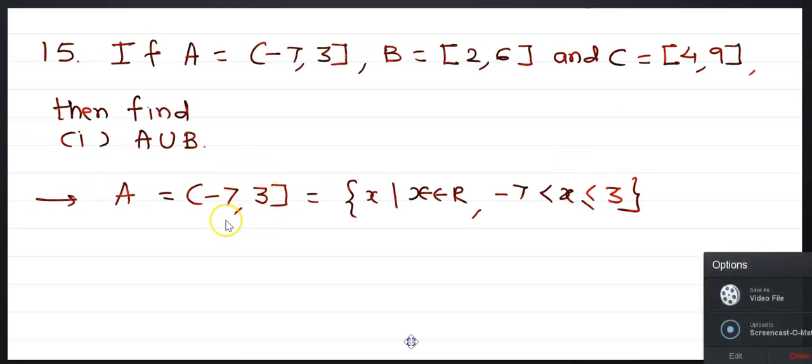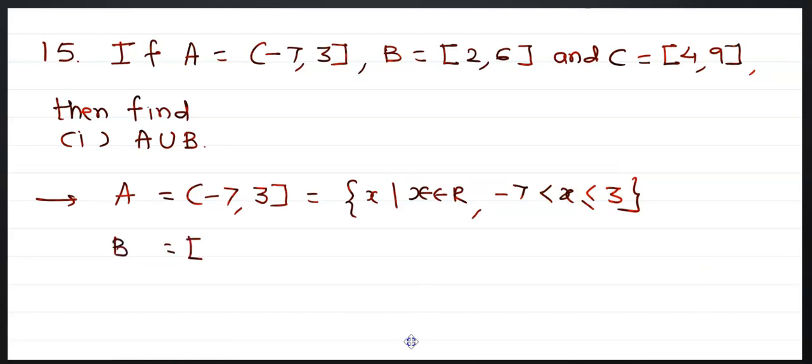now see how the set is written. A is equal to open interval minus 7 and closed at 3, open and then close. That is, minus 7 is open and 3 is closed here. Now in this case, minus 7 is not included. That is, x is such that x belongs to the set of real numbers and x lies between minus 7 and 3, and equal to 3. But it is not minus 7, it is strictly greater than minus 7. It is written in this manner.